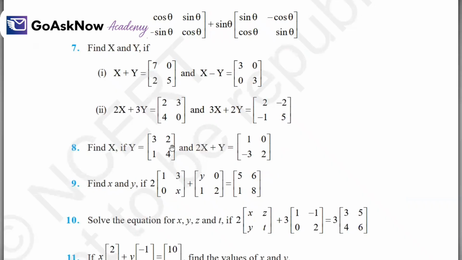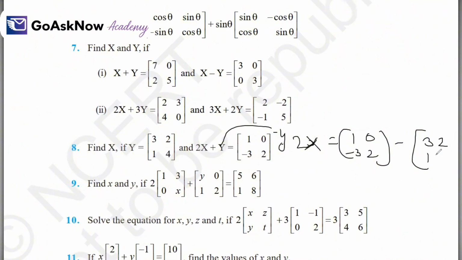So question 8 is there. It says that find x if y is equal to [3, 2; 1, 4], and 2x plus y is equal to [1, 0; minus 3, 2]. How to do this question? Just substitute the value of y here and you will find out the value of x. So I will do this for you. 2x can be written as [1, 0; minus 3, 2] minus of y matrix, because y will go here and it will be minus y. So write down the value of y here. You will get [3, 2; 1, 4].